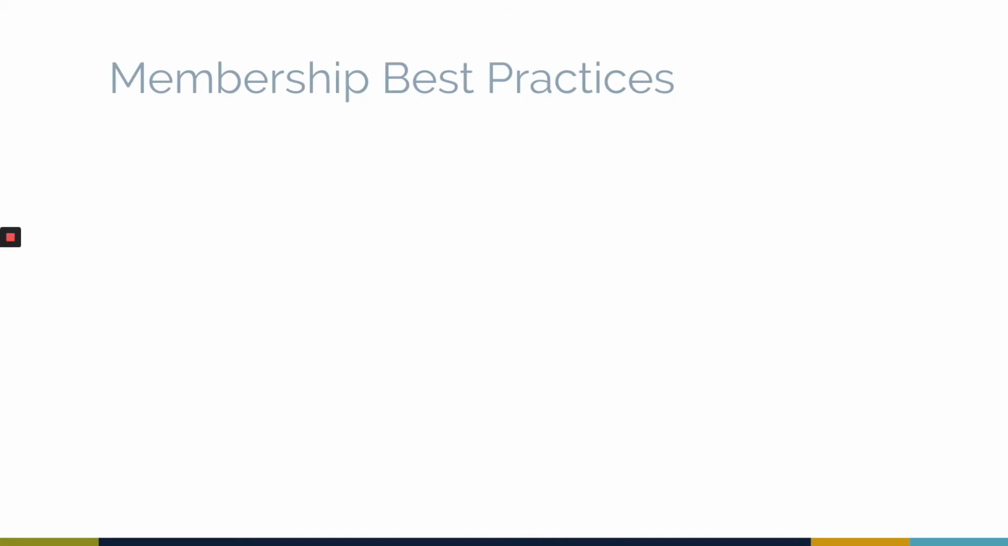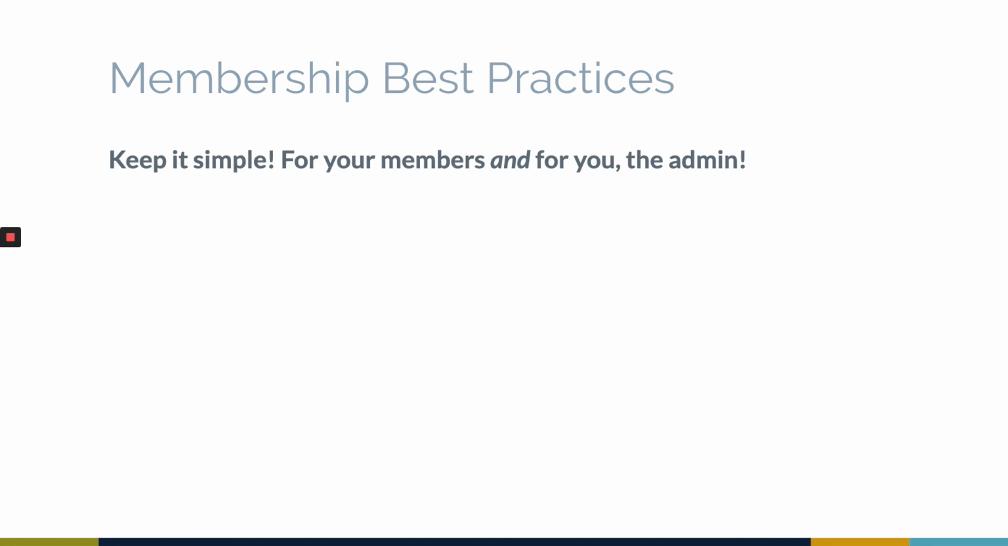And finally, some membership best practices. Keep it simple for your members and for you, the admin. So what does that mean? Limit the number of membership levels. If you have more than 6 or 7 membership levels, your membership page looks very cluttered and it's overwhelming for the user, and you do risk people leaving without purchasing a membership level because it's too much to take in. So keep it simple, limit the number, and if you need some guidance on that, please reach out to the help desk and we'll walk you through that.